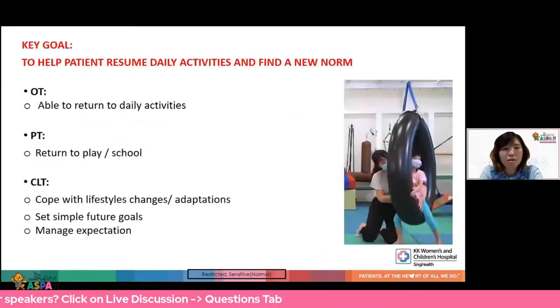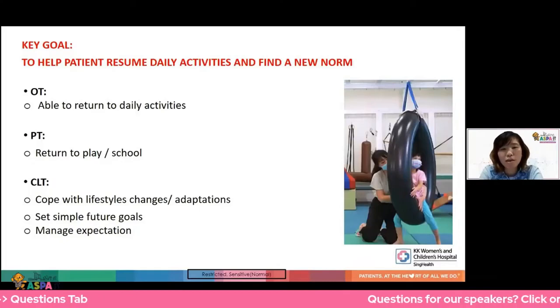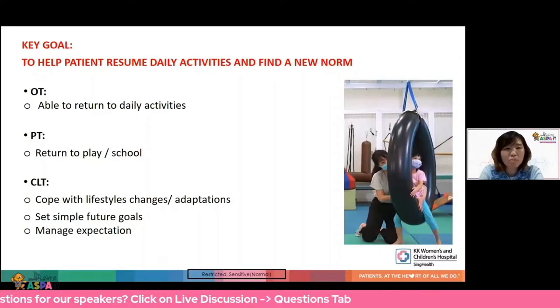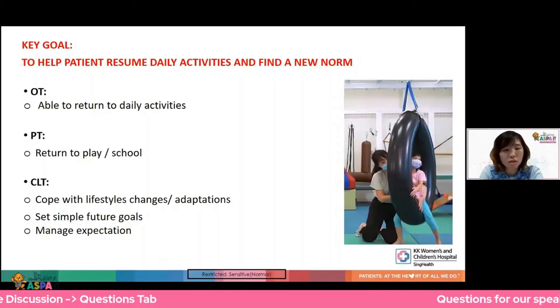So now we've proceeded to the transition planning phase, also known as the community integration phase. In this phase, the key goal is to help the patients resume their daily activities and to find a new norm for them to integrate into. For the OTs, it is to help them return to more daily activity tasks in the different settings that they usually attend to.